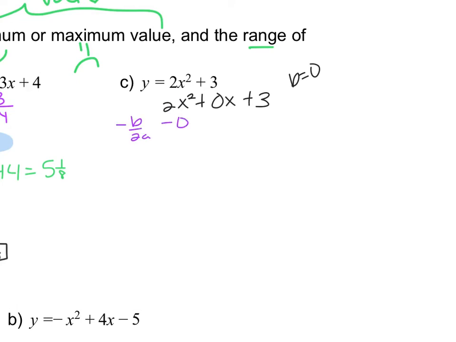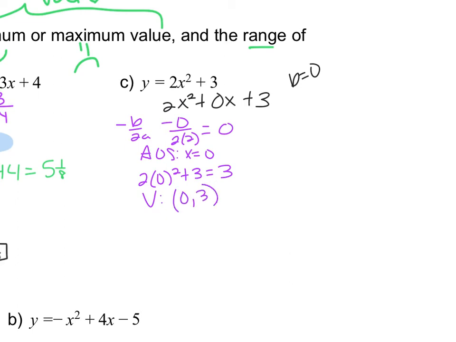So what is negative 0 divided by 2 times 2? Well, that's 0. So your axis of symmetry is x equals 0. Now, this will be easy to plug in, right? I love plugging in 0. So we've got for our vertex 2 times 0 squared plus 3. That's just 3. So your vertex is going to be at 0, 3.